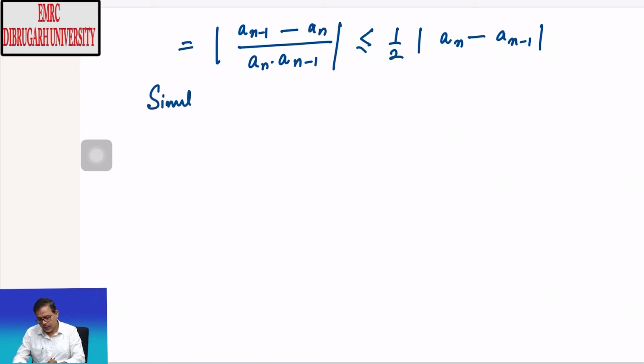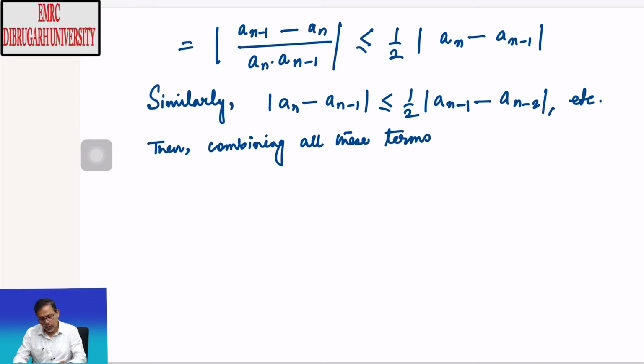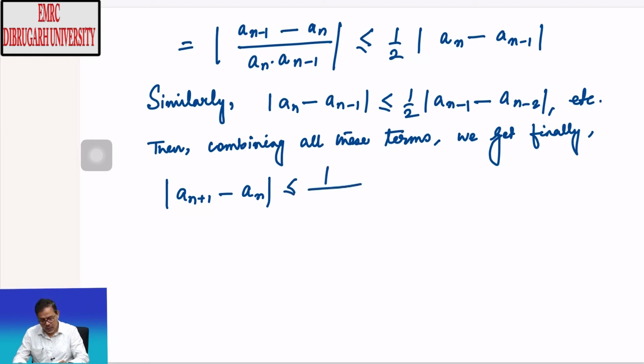Now, similarly, a_{n-1} is less than or equal to half of a_{n-2}, etc. Then combining all these terms, we get finally a_{n+1} minus a_n is less than or equal to 1 by 2 to the power n minus 1 into a_2 minus a_1, and this is for all n greater than or equal to 2.